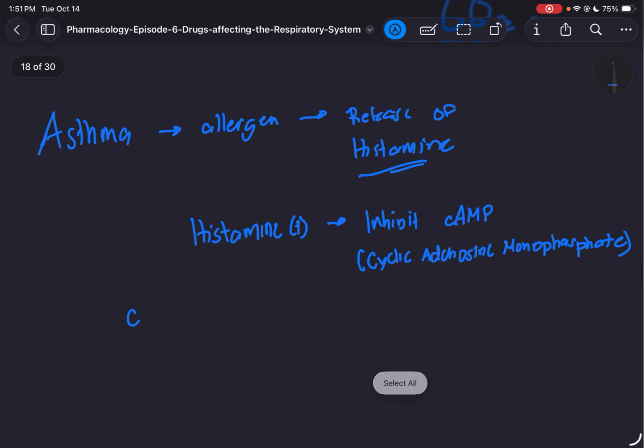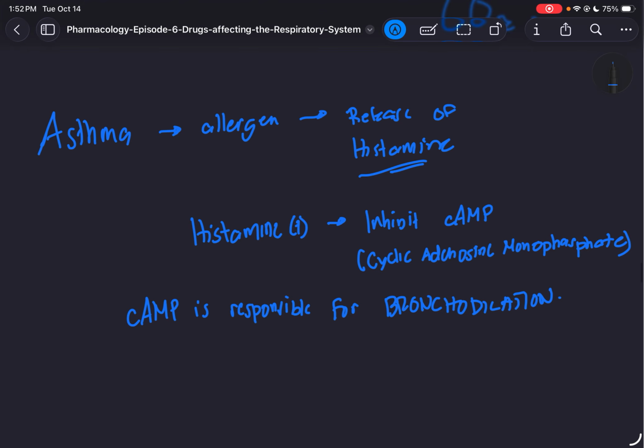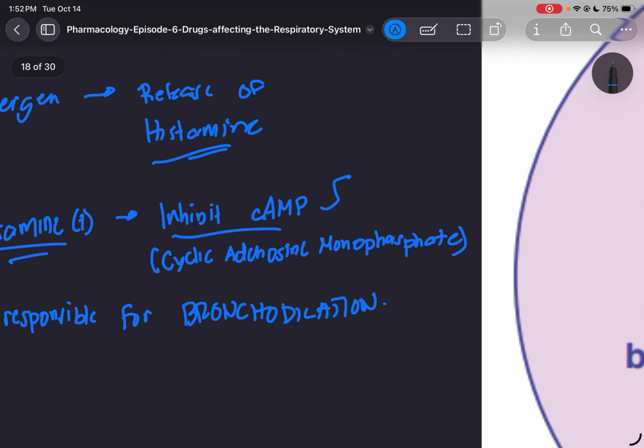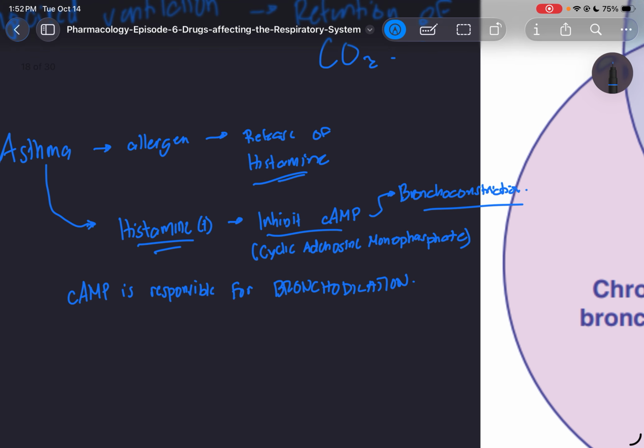Now, here's the thing you need to remember. cAMP is responsible for bronchodilation. Since asthma releases histamine, it will inhibit or stop cAMP. And if you stop cAMP, then there will be bronchoconstriction. This is a very simple pathophysiology. So most of the time, our goal is to increase the cAMP in order to promote bronchodilation.